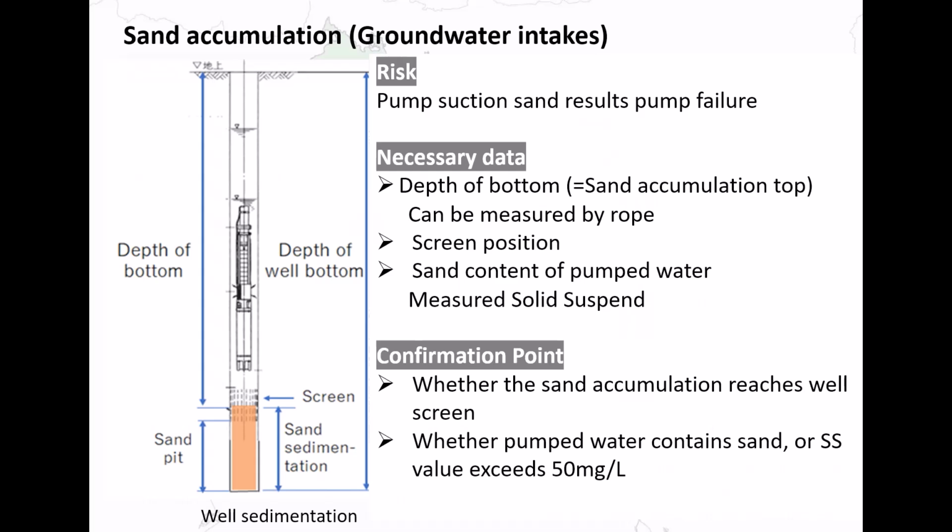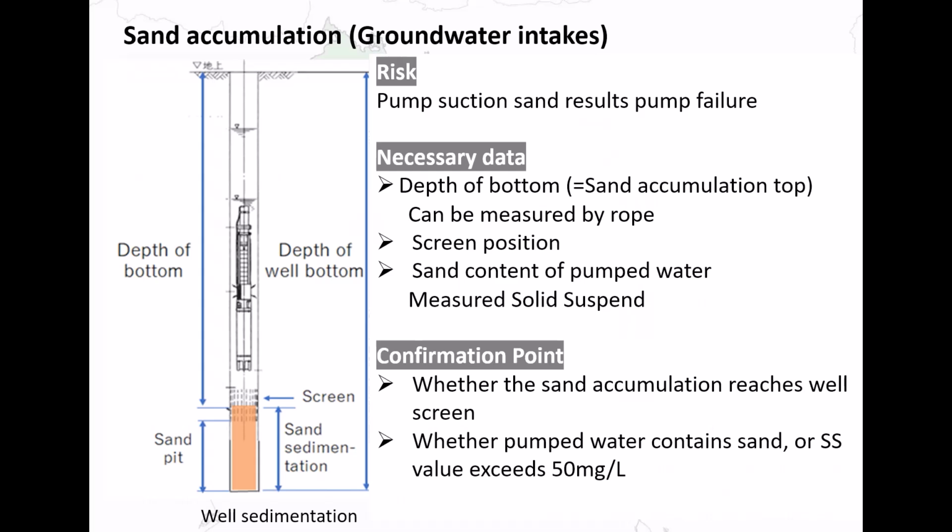So, what is necessary for confirming sand accumulation? The depth of the bottom, screen position, and sand content of pumped water are needed. The depth of the bottom means the top of the sand accumulation. It can be measured by rope. The screen position can be obtained from as-built drawings.